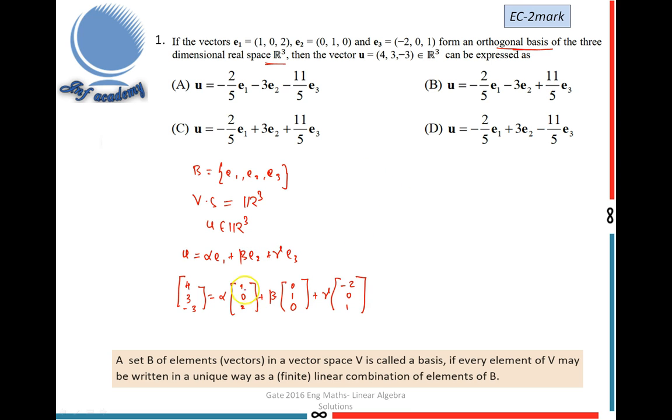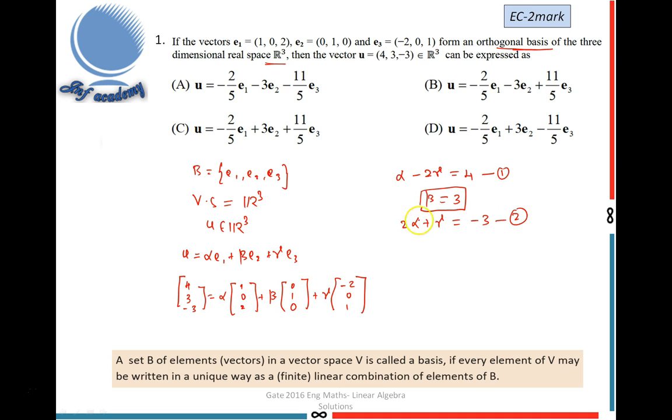Okay. 4 equal to alpha plus 0 plus minus 2 gamma, so alpha minus 2 gamma equal to the first value, 4. Next, 0 into alpha is 0, beta into 1 is beta, gamma into 0 is 0, so beta equal to the second element, 3. And 2 alpha plus 0 plus gamma equal to minus 3. Here I got beta. Solving these two equations we can get alpha and gamma. This equation is named 1, this is 2.